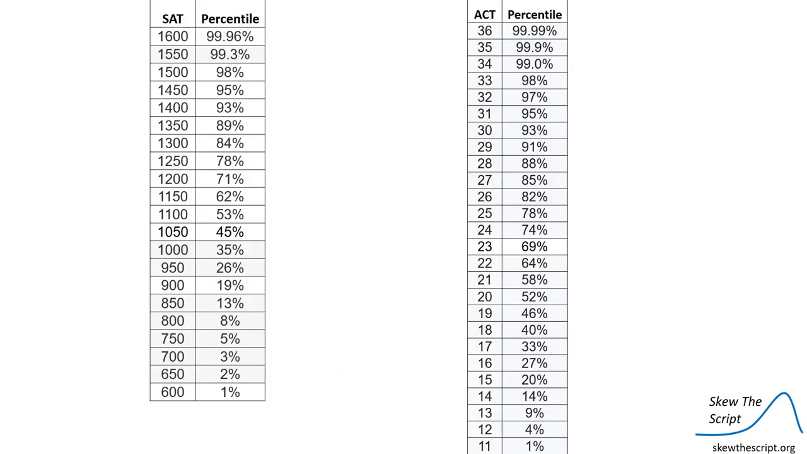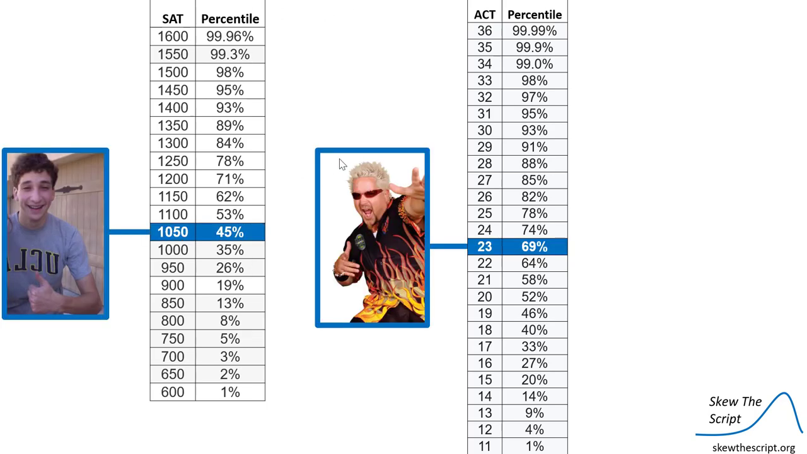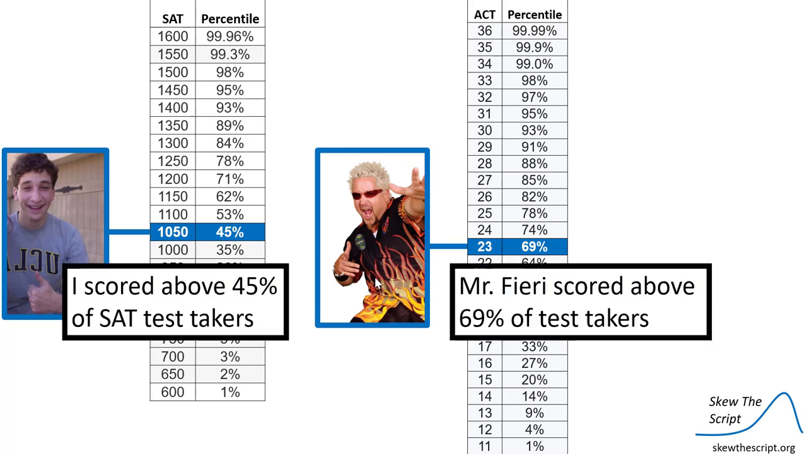So here are a few charts, and these are cumulative frequency charts. Cumulative means it's going to accumulate all the way up to 100%. When I look at these highlighted scores, I notice that a 1050 is the 45th percentile. It's above 45% of people. And then a 23 is in the 69th percentile, or it's above 69% of people.